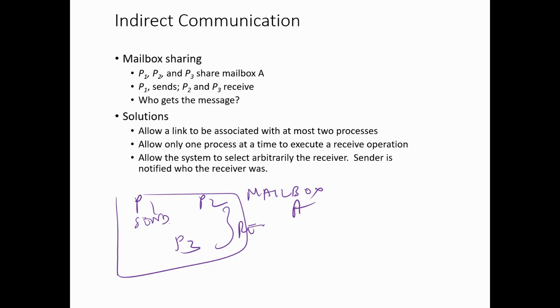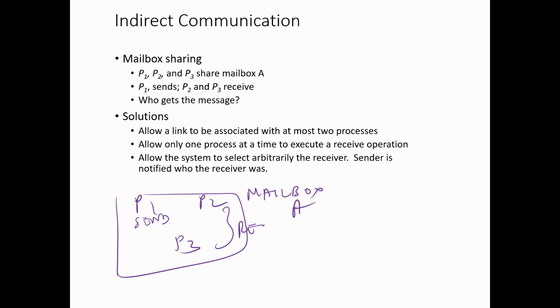Who gets the message? The solution is that only when a link is associated with at most two processes, both P2 and P3 get to receive. If the link is not associated, we can't say whether P2 or P3 gets the message. They have the capability to receive only if the link is associated with them, and we allow only one process at a time to execute a receive operation.